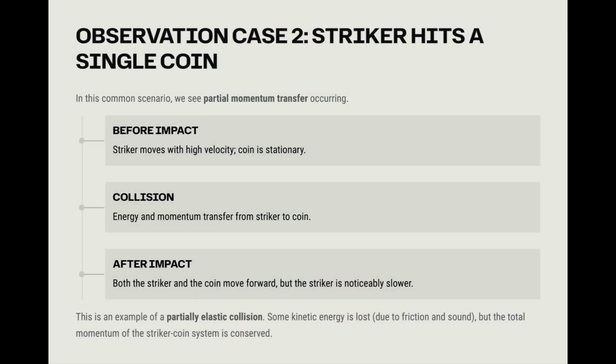What we saw now was an example of partially elastic collision. Some kinetic energy was lost due to friction and sound, but the total momentum of the striker coin system remains conserved. And for the third scenario, we let two similar coins hit each other as shown in the upcoming video.